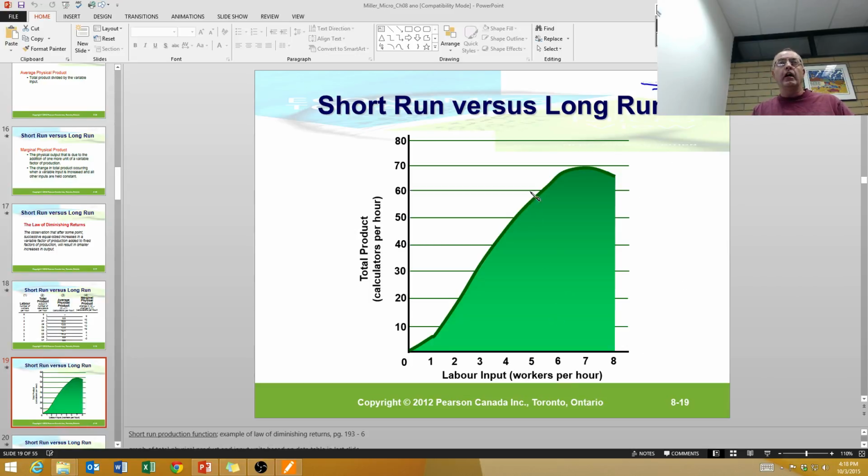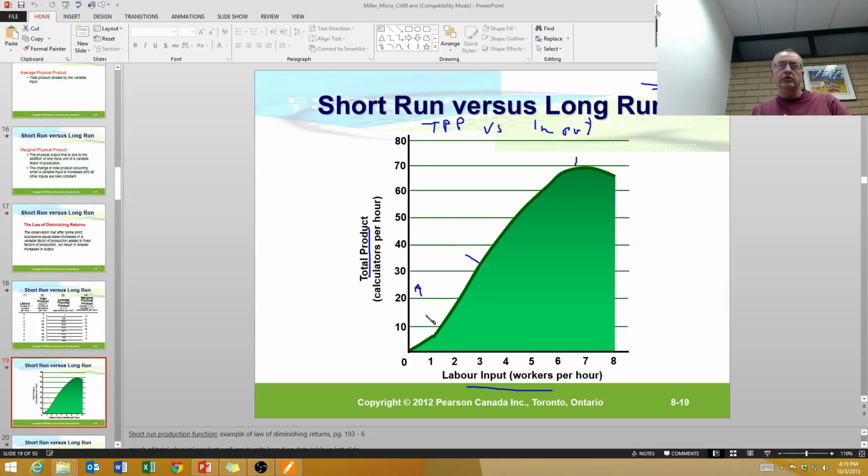So we're charting our total physical product versus input quantities. So input quantities per hour, so we have workers per hour. And we notice that there's 3 sections to this curve. We have this section here, so I'm going to call it section A.